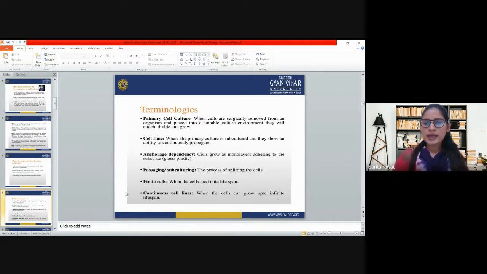The third term is anchorage dependency. Anchorage dependency means cells that grow as monolayers adhering to the substrate, that is glass or plastic. Another term is passaging, or subculturing. Passaging is the process of splitting the cells. Then finite cells: finite cells mean the cells have a finite lifespan. Another term is continuous cell lines. A continuous cell line is one where the cells can grow with an infinite lifespan.